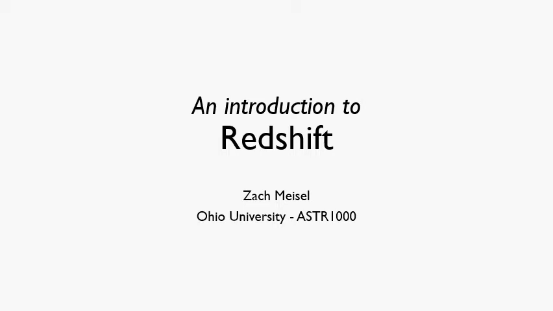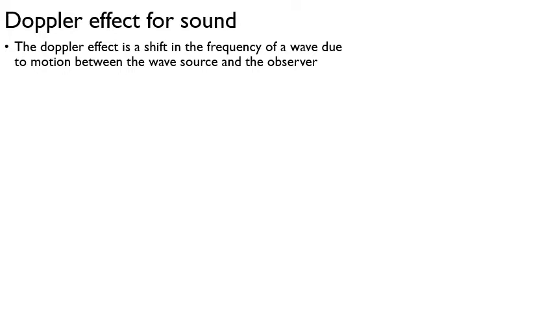Here's an introduction to Redshift to accompany Chapter 5 of the textbook Astronomy from OpenStax. So let's first take a detour to talk about the Doppler effect, because that's going to be important here for understanding Redshift, which is, just briefly, a modification to the spectrum that we observe from an astronomical object.